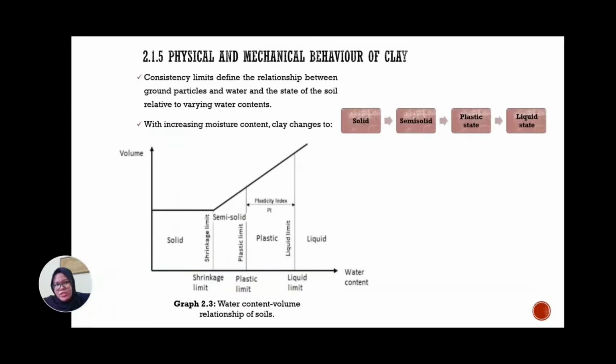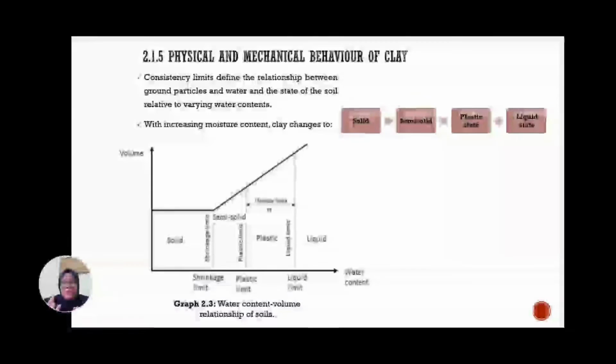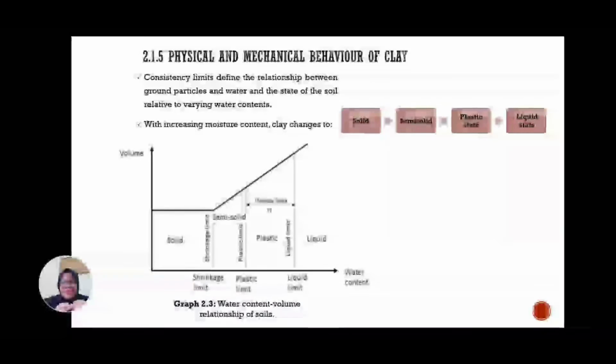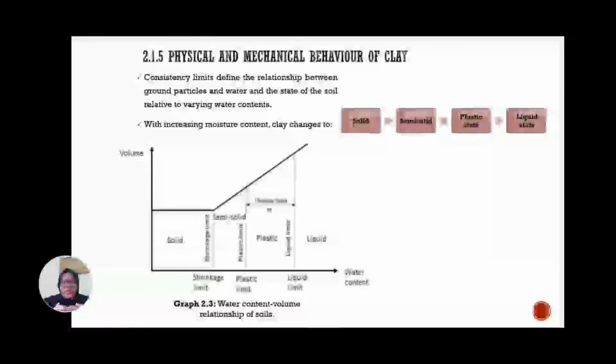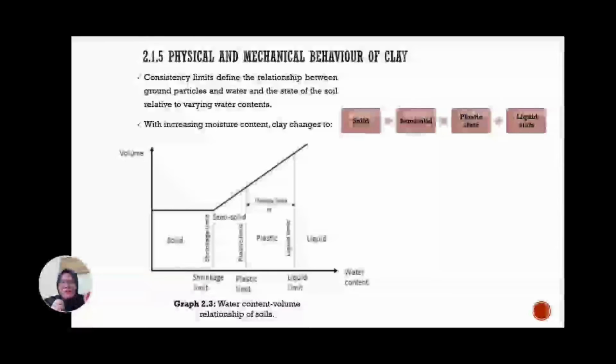So lastly is the physical and mechanical behavior of clay. Consistency limits define the relationship between ground particles and water and the state of soil relative to varying water content. When the moisture content keeps increasing, clay changes its form. It changes from solid to semi-solid, semi-solid to plastic state, and plastic state to liquid state. We can look at the detail of the flow from graph 2.3, which shows the relationship between water content and the volume of the soil. So that's all from me.